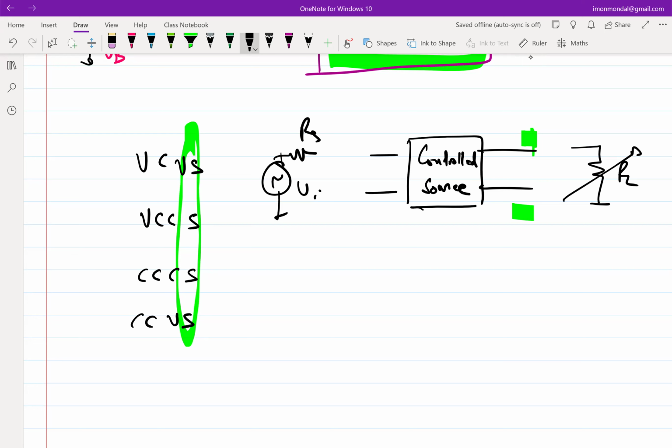RL is giving you loading. Loading means it's drawing current. So if the RL is very small, you are drawing a lot of current. If the RL is infinite, you are not drawing any current. Regardless of the amount of current that you are drawing, there should not be any change in the output voltage. Understood. But with regards to the impedances, can you extrapolate that?